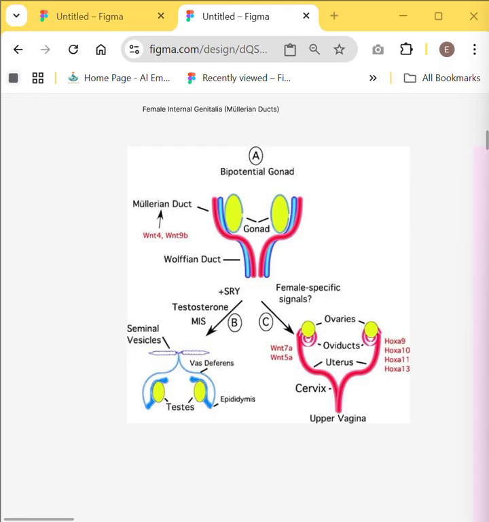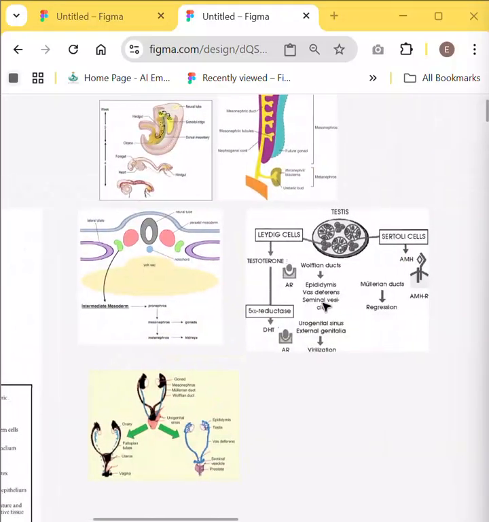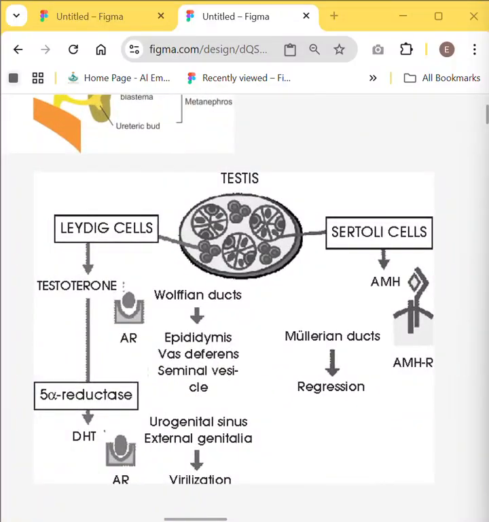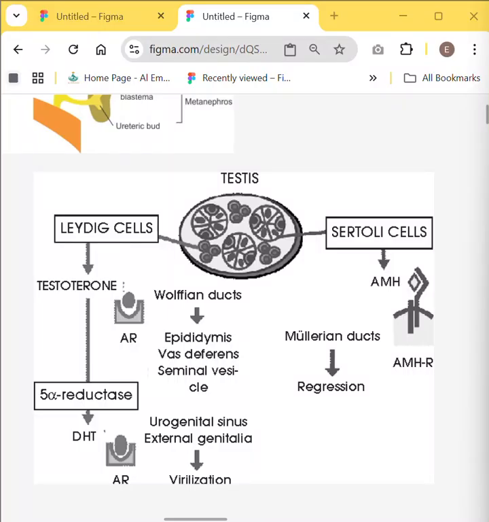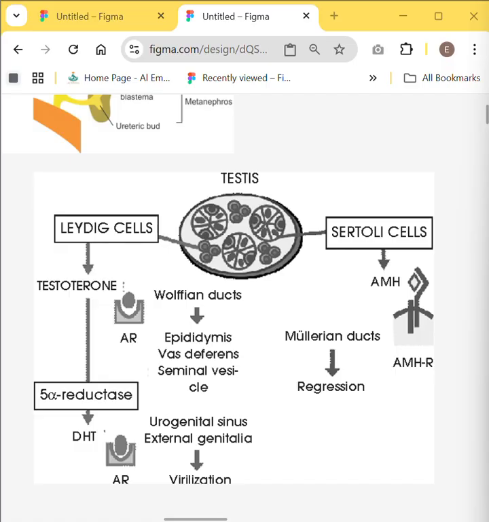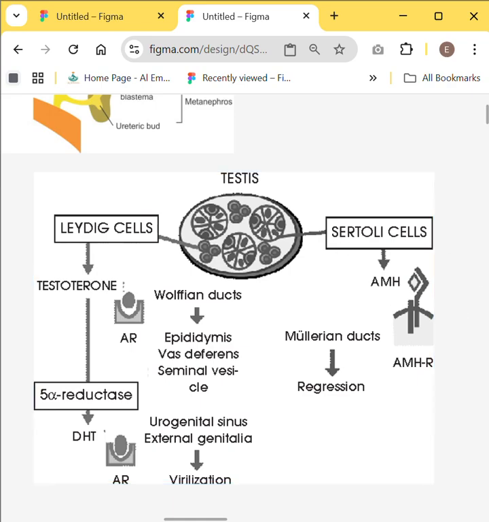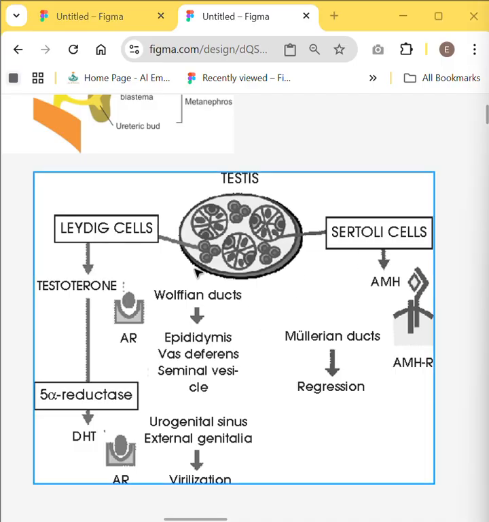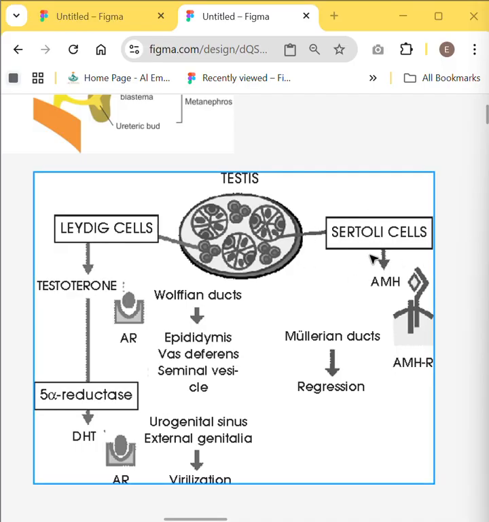Development of the male sexual organs: as the gonad develops into a testes, it differentiates into two cell types. The Sertoli cells produce anti-Mullerian hormone, and I'll take you to the image of the Sertoli cells. Let's take a minute to understand this image. Okay. So we have the testes, we have the Leydig cells, we have the Sertoli cells, right? And let's go on and see what these cells basically do. The Sertoli cells produce anti-Mullerian hormone and the Leydig cells produce testosterone.